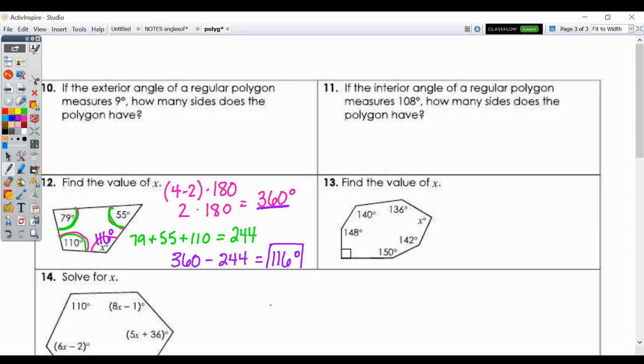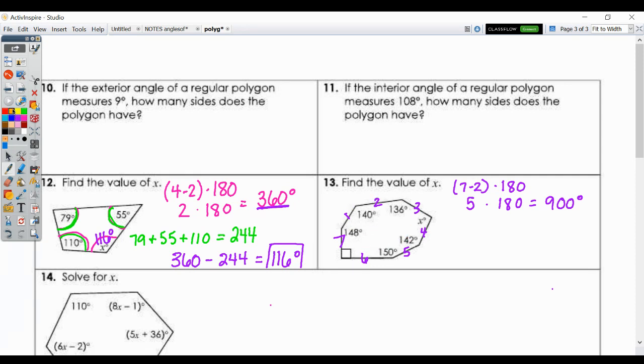Okay, so let's do 13. So this has 1, 2, 3, 4, 5, 6, 7 sides. So I need to figure out how many degrees are supposed to be inside of a polygon that has 7 sides. So I use my formula. 7 minus 2 times 180. 7 minus 2 is 5. 5 times 180 equals 900 degrees. So that means that 900 are supposed to be in here.